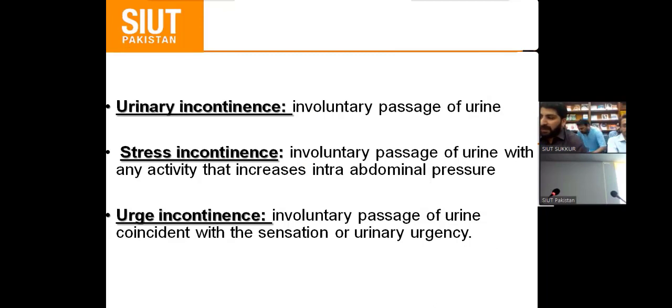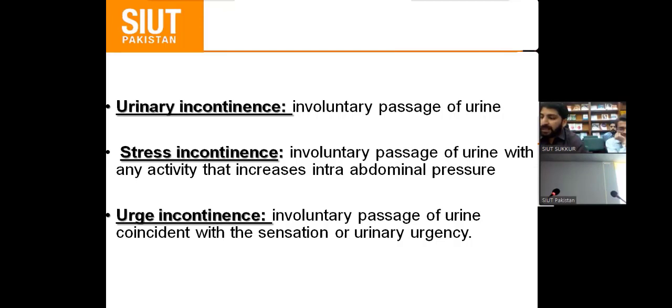Now, the types of incontinence. Urinary incontinence is defined as the involuntary passage of urine. The term stress incontinence means involuntary passage of urine with any activity that increases the intra-abdominal pressure. In stress incontinence, basically, there's a problem in the urinary sphincter, like in a postmenopausal woman or a multiparous woman. In men, it occurs after radical prostatectomy or TURP, any procedure that damages the urinary sphincter.